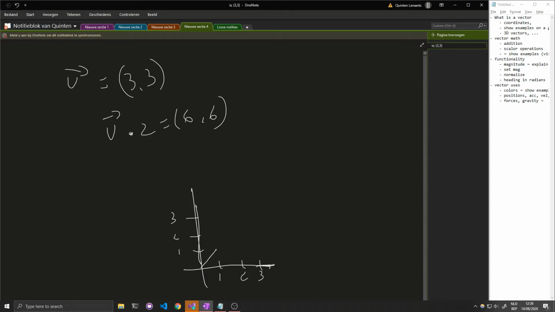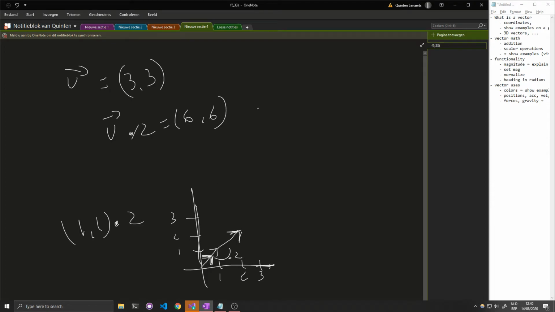Imagine if we had a vector with coordinates 1, 1. If we were to scale this by 2, it just gets scaled by 2, like so. That's a scalar operation. You can also divide a vector by 2. If we were to divide this one by 2, we would obviously end up with a smaller vector, right?